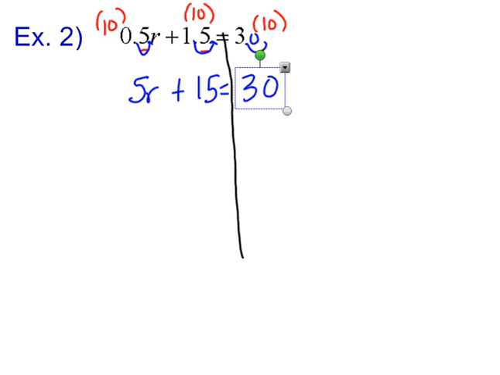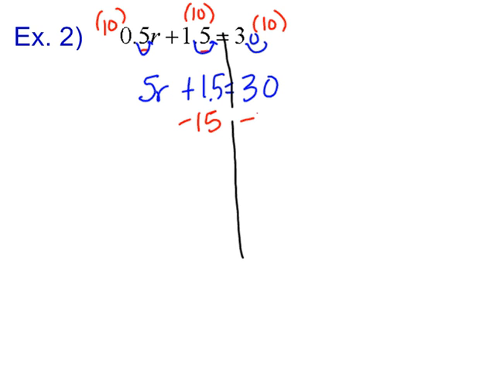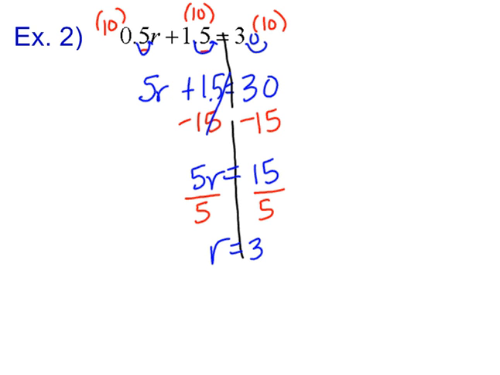See if I can move these over a little bit to line them up. Okay, so I'm going to subtract 15 from both sides. Paying attention to what I'm doing. Subtract 15 from both sides. I'll cross that out, leaving me with 5r equals 30 minus 15, which is 15. Then I'm going to divide both sides by 5. And I find that r equals 3.